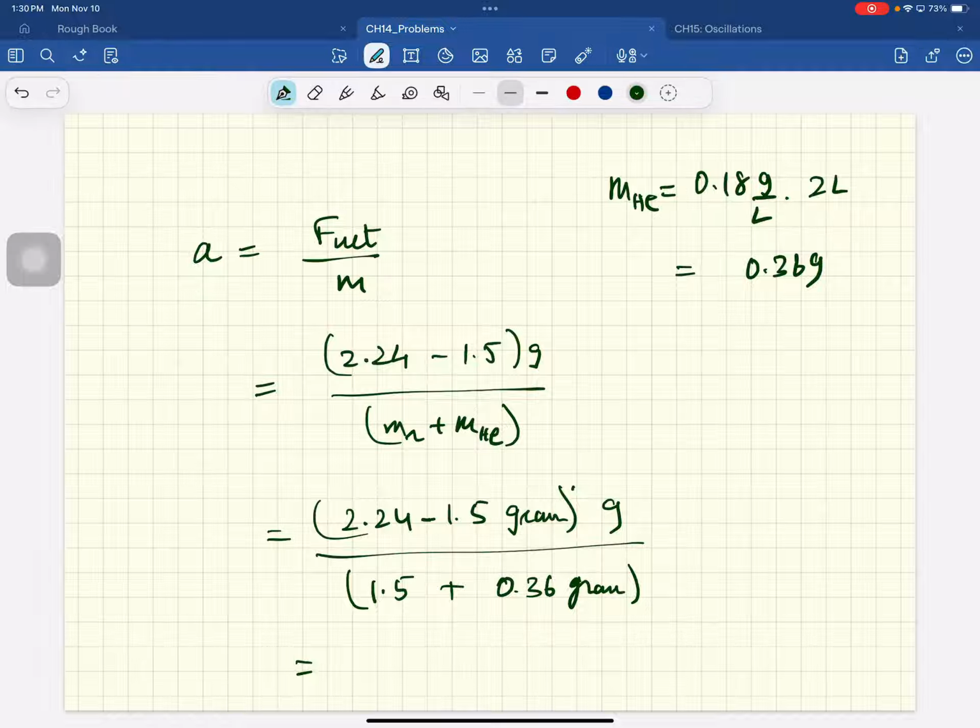You guys can review the math when you get home. So this is 0.74 divided by 1.86, which is 0.4 G. So the acceleration of this balloon is 0.4 G, about 4 meters per second squared. What will happen to the acceleration if the balloon weight is the same and you increase the volume? If you increase the volume, the acceleration will be greater.